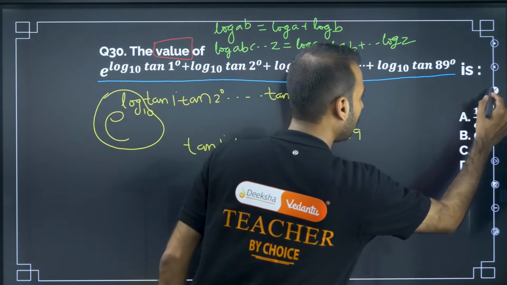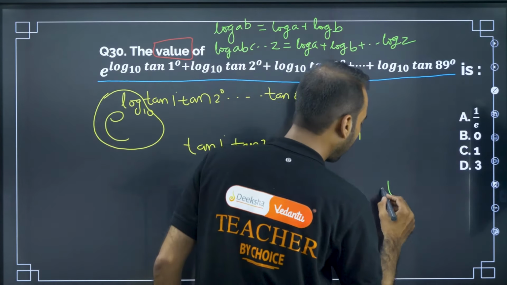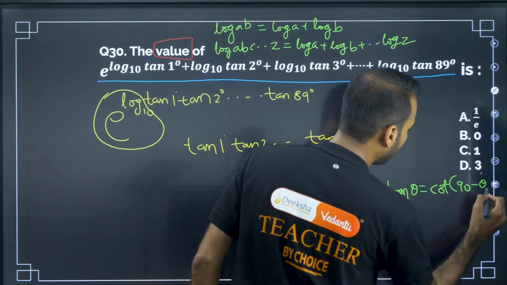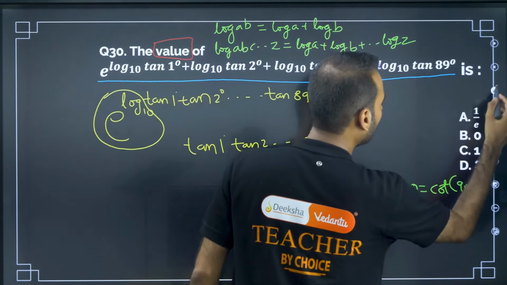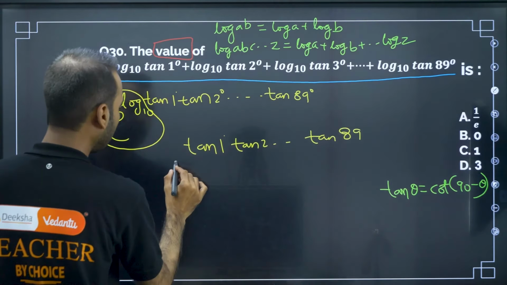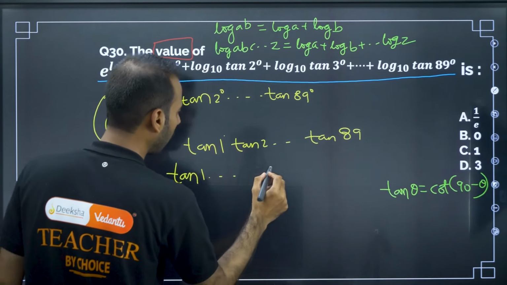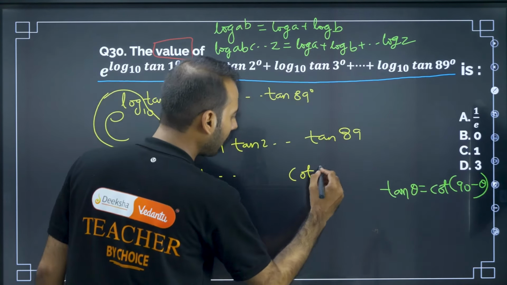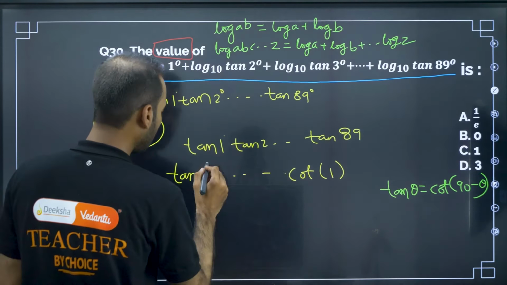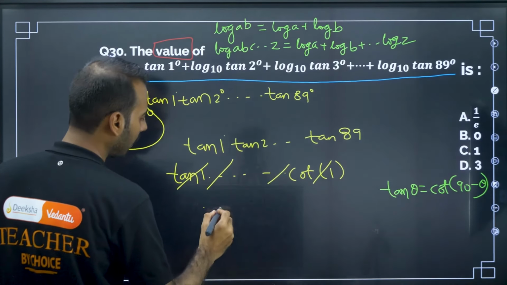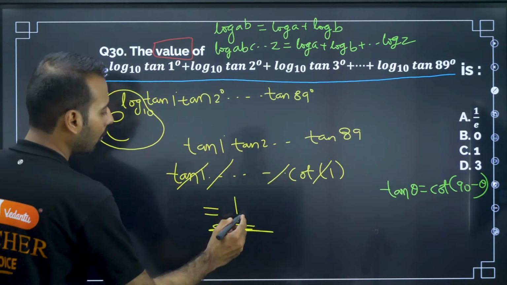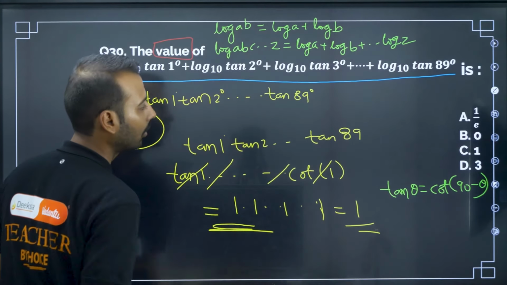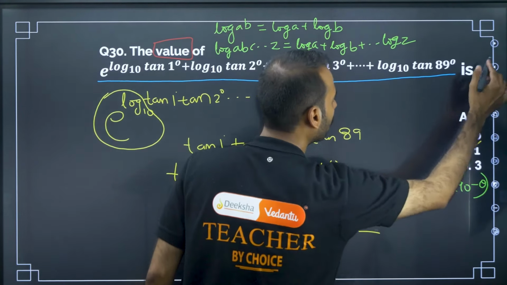Just now in this video itself I have written once, tan theta can be written as cot of 90 minus theta. So tan 89 can be written as cot of 90 minus 89, which means cot 1. So tan 1 and this term will get cancelled. Finally we are left with 1. So this is equal to 1. The answer for this is C. Moving on to next question.